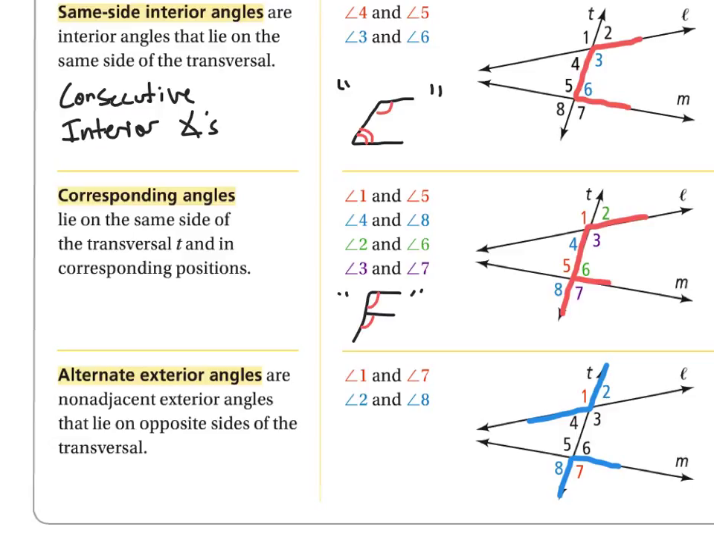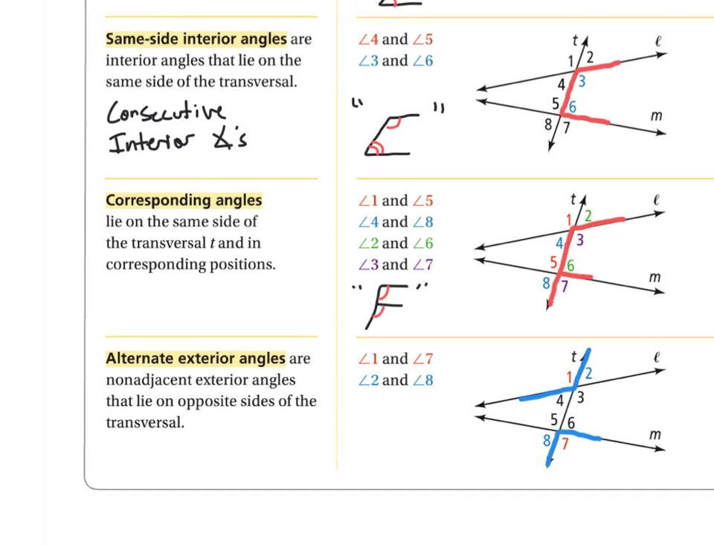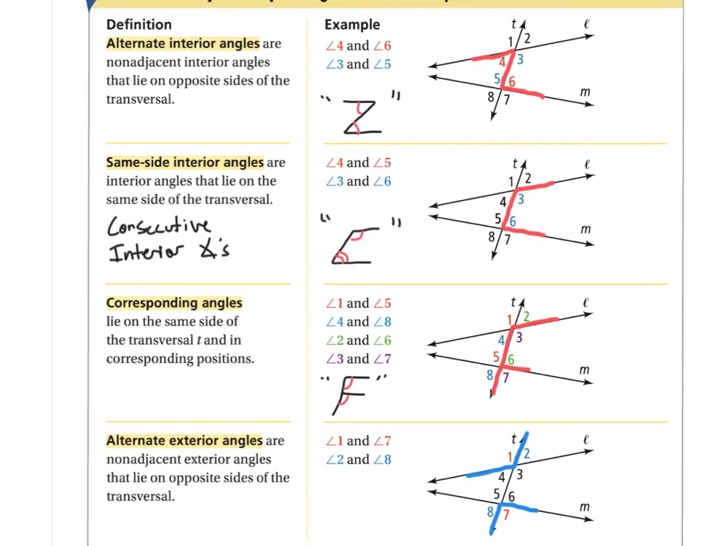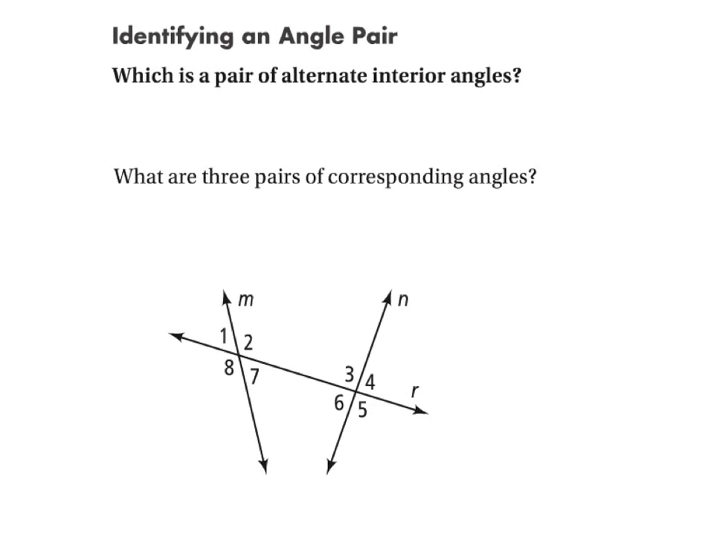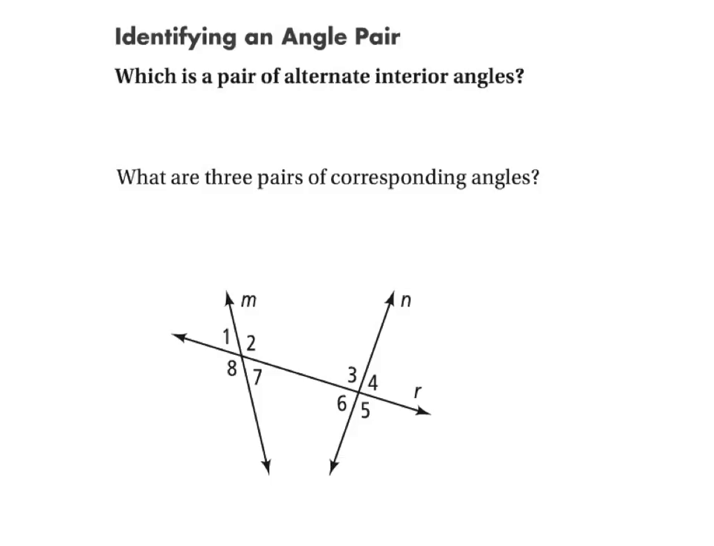Okay. Are there questions over those 4 definitions? Let's try some examples then. Taking a look over here, I would like you, with your neighbor, to answer these 2 questions. What is a pair of alternate interior angles? And what are 3 pairs of corresponding angles?